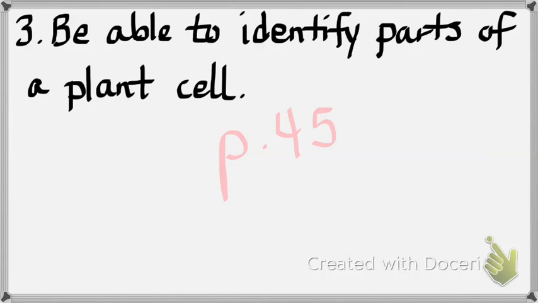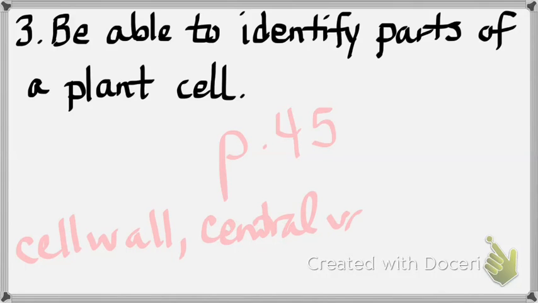Okay, the plant cells on page 45. Can you think of three things a plant cell has that an animal cell doesn't? Cell wall. Everybody okay on those three things? Plant cells have, animal cells don't. So we're making a list of what plant cells have, animal cells don't.